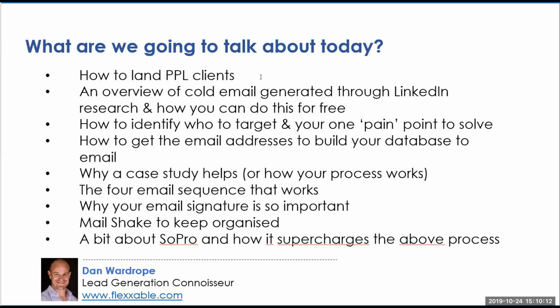Rob's done a lot of testing in this space. I don't know how many millions of emails. I think you said 5 or whatever, but you've tested one email all the way up to 7 or 8 different emails and sequences, and you've come to the realization that 4 emails works best. Oh yeah, absolutely. Four is the number. Why your email signature is so important. Mailshake. How to keep organized.